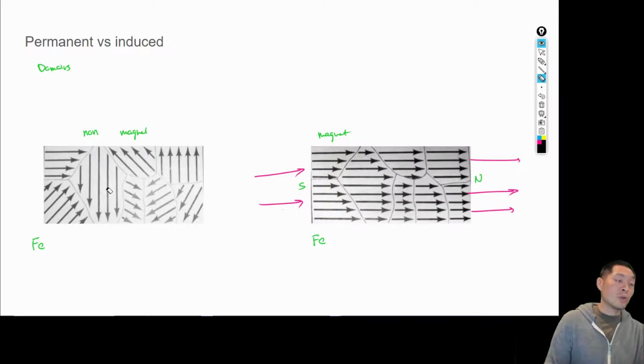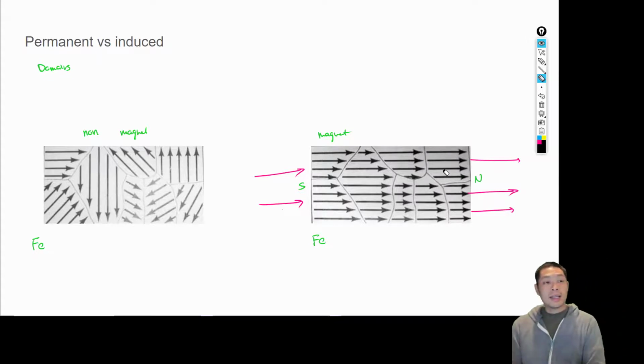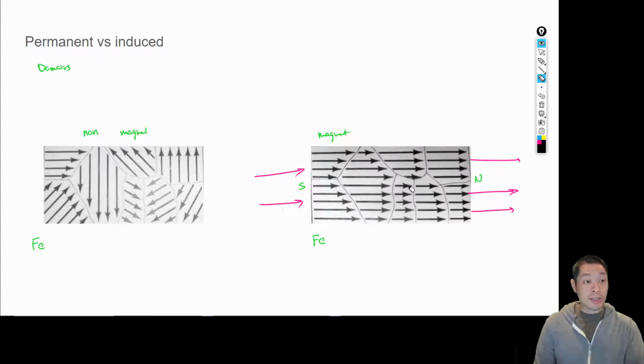Remember, we go from order to disorder. This is disorder, so it takes less energy because they're random, they cancel each other out. Here, they're not random, they're not canceling each other, so that's why this one requires more energy to keep up.